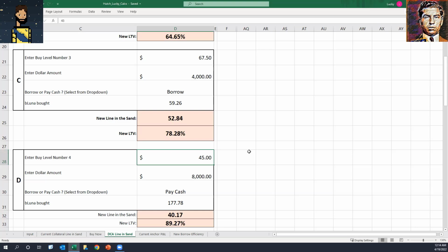But if you had a chance to pick up LUNA, let's just say you got lucky enough to pick it up at 55. Let's put 55. And you could come up with 10 grand. Let's put 10 grand.